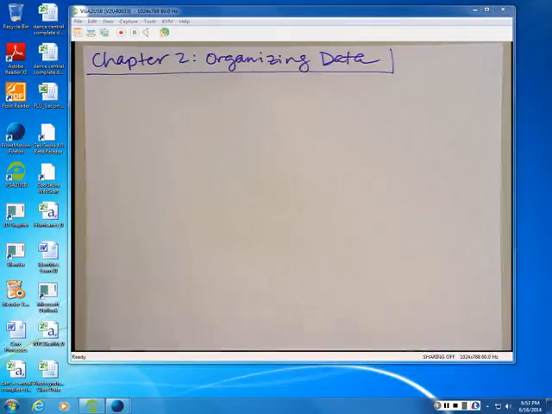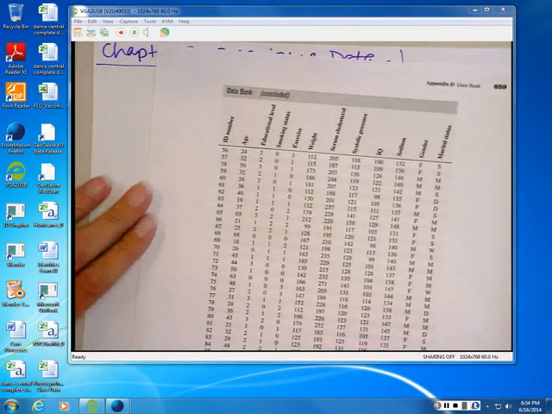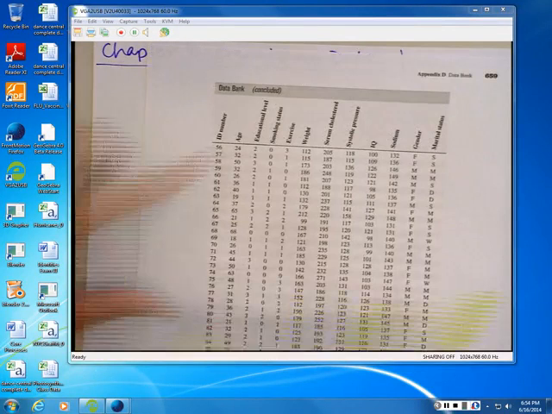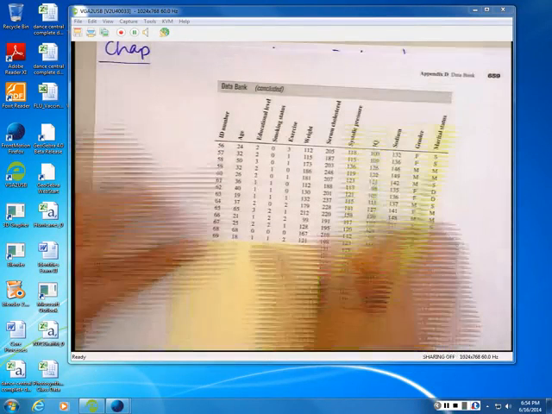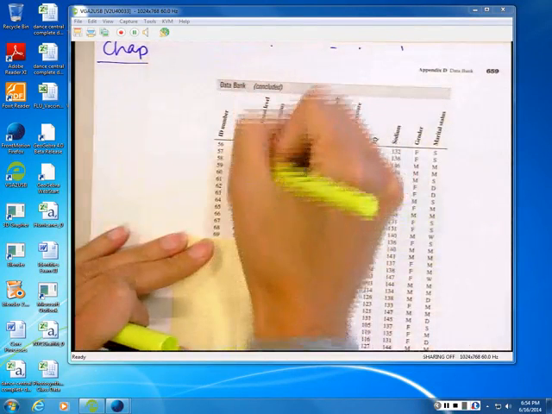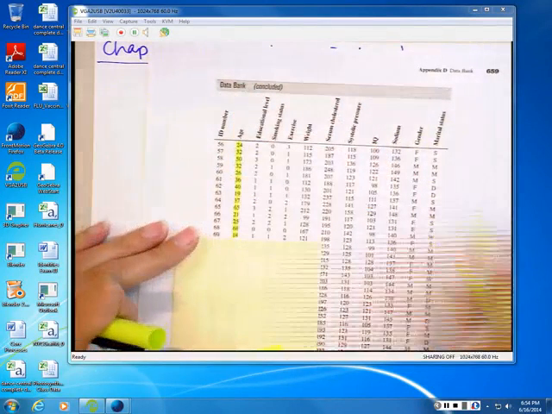In this video, we're going to talk about organizing data. We're going to go back to that same data set that we looked at earlier, and we're going to look at a few different ways to organize our data. To keep things a little bit on the simple side, I've chosen to look at the age data, and I'm going to use just these values here. You don't need to copy them down.